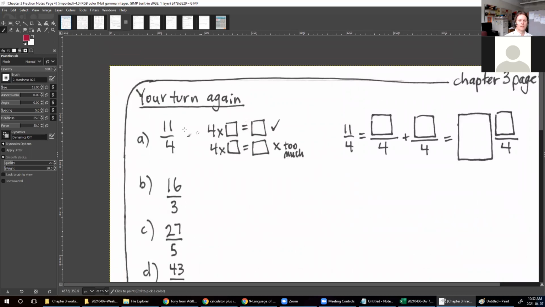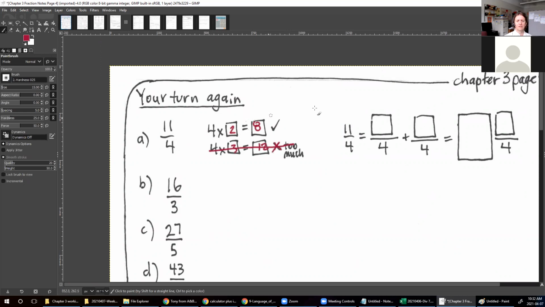Cool. So again, here we go, 11 fourths. How many groups of 4 can I take out of 11? 3 groups of 4 is 12. That's too many, so maybe 2 groups. 2 groups of 4 is 8. 3 groups would be 12, which is too much. So I can't use that. How about 2 groups of 4, which would be 8?